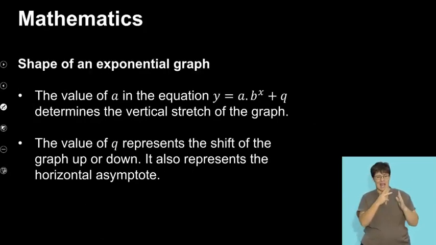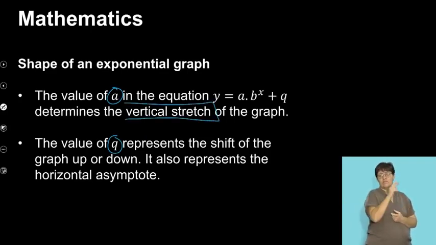Now, when we analyze the shape of an exponential graph, what does the a value do and what does the q value do, right? So firstly, the a shows us what we call the vertical stretch of the graph, right?